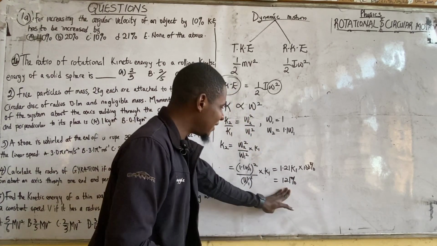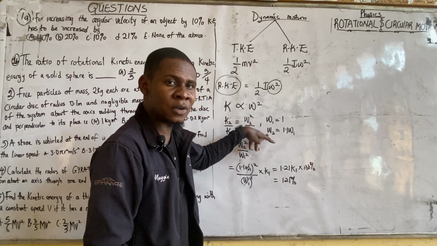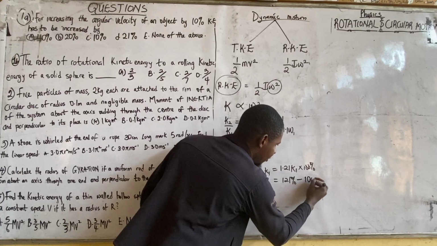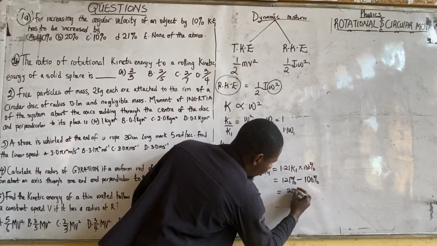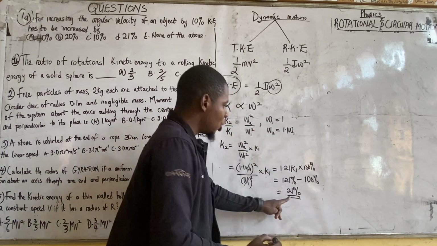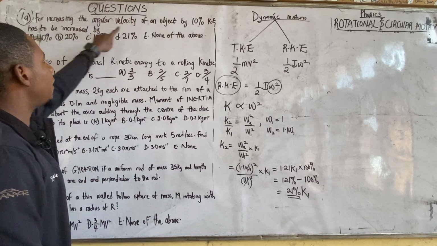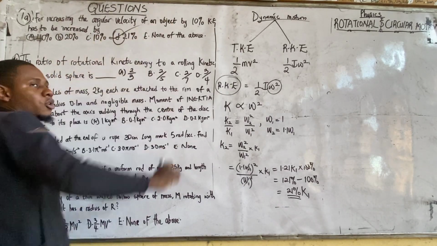Percent. This is the total for the final angular velocity. And the initial was 100%. So what we have here is 21%. So it has 21% of K1 of the initial as the final angular velocity. And that goes to option D.